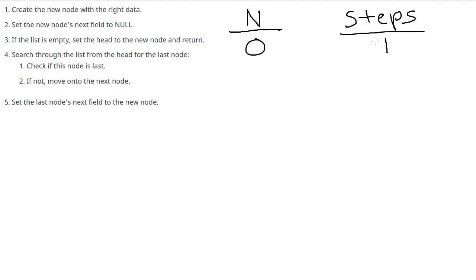Now let's see if n is equal to 1, what happens? Well, we go ahead and we do this step again, that's 1. Then we do this for 2. Then the list isn't empty, so we don't really need to do this, but we do need to check it. So that's 1, 2, 3. Then we go ahead and loop through the list. So for every node in the list, we do these 2 things. We check if this is the last node, and if not, we move on to the next node. So that's 1, 2, 3, 4, 5 steps. And then we do this last step. Setting the node's next field to the new node is 6. So when we have 1 node in our list, we're doing 6 steps.